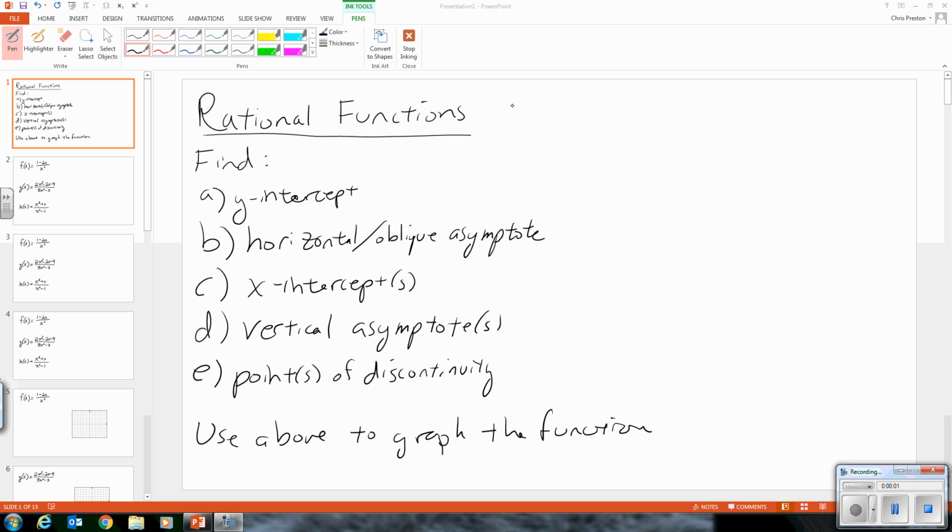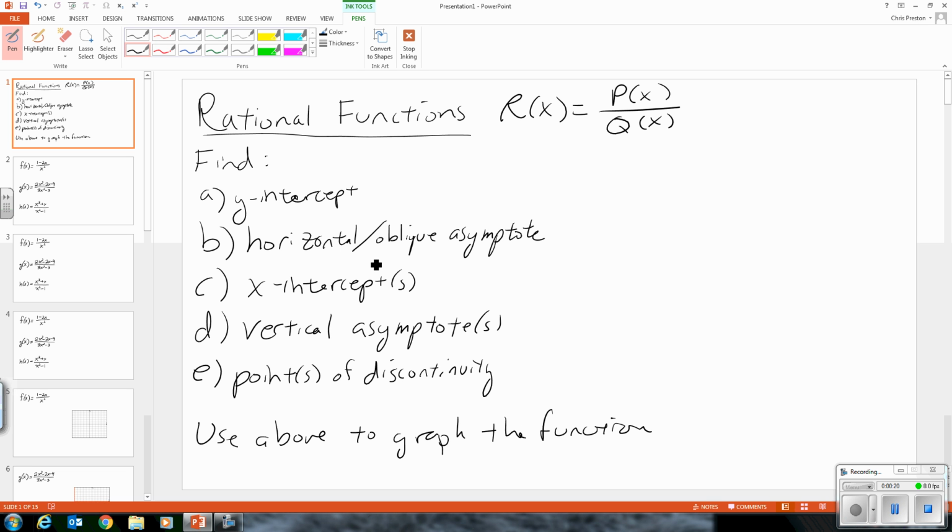We're going to look at rational functions today. Rational functions are functions where you have a polynomial over a polynomial. So basically, kind of fraction problems. Now we're going to find these 5 features of these equations, and we're going to use those to draw the graph of the function.